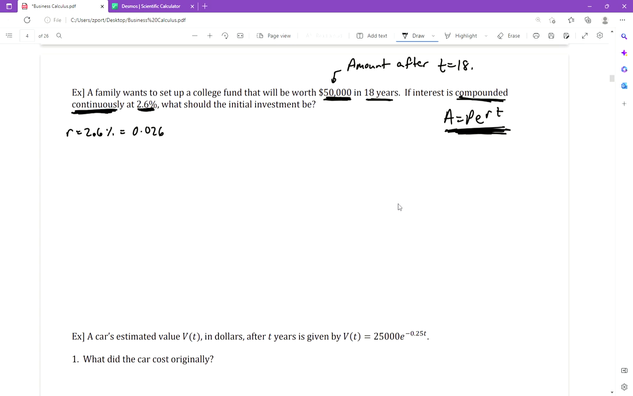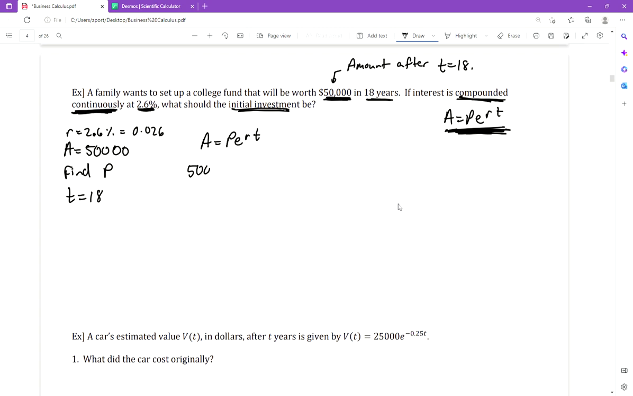And then it says, what should the initial investment be? The initial is P in this problem. So the amount after t equals 18, that's going to be the A value, that's the 50,000. And what we're trying to find is the P in that equation. So we have almost everything set up, and we'll just plug it into that equation now. Let's get a little closer one more time, and then let's do the substitution.